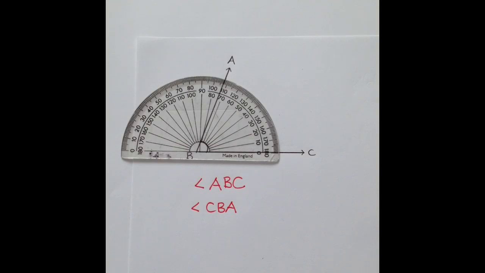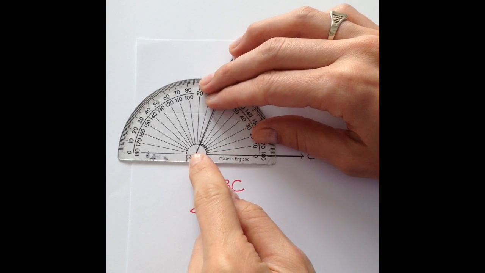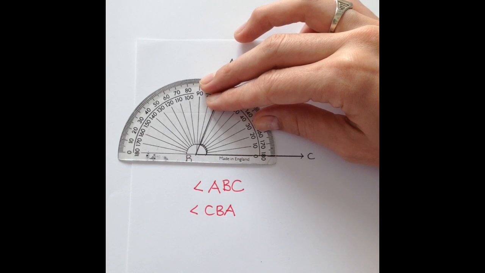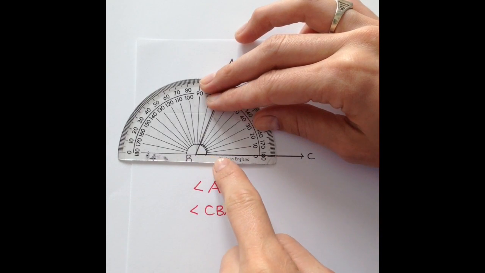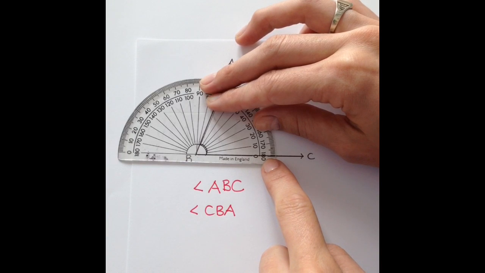Now I'm going to use a protractor to measure this angle. Notice how I've lined up the middle of the protractor with the vertex of the angle, and I've lined up the bottom line on the protractor with the bottom line of the angle. Notice how the bottom line of the angle cuts through the numbers on the protractor on the inside at 0 and on the outside at 180.